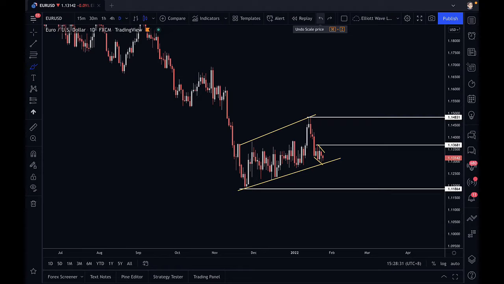Okay, for today's session, we'll be covering euro dollar, pound dollar, and the Aussie dollar. Okay, so let's get started with the euro dollar over here.